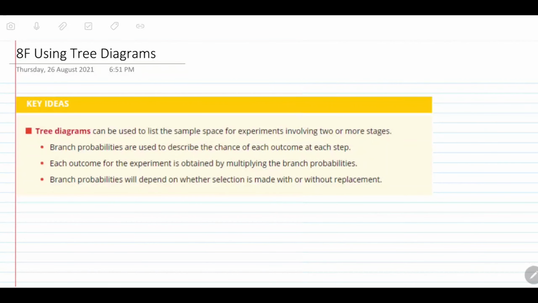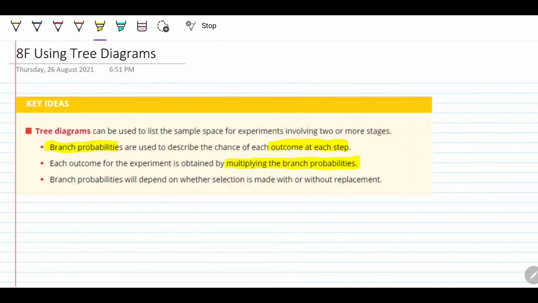In this video, we will be looking at 8F, using tree diagrams. Tree diagrams are very useful and visual ways that we can represent different probabilities. Tree diagrams can be used to list the sample space for experiments involving 2 or more stages. Branch probabilities are used to describe the chance of each outcome at each step. Each outcome for the experiment is obtained by multiplying the branch probabilities.